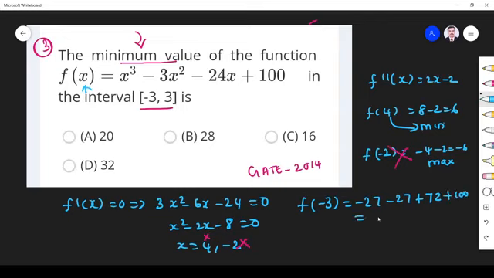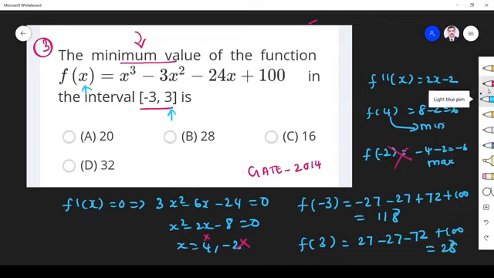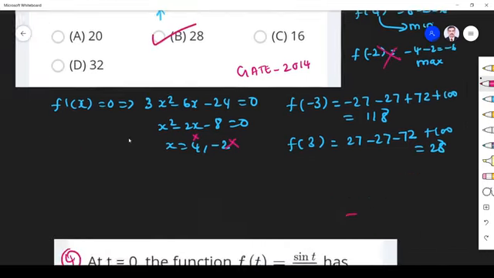That gives 118. Similarly, you substitute the next value, f of plus 3. That will give 27 minus 27 minus 72 plus 100. That will give 28. So out of this, which is the minimum value? Between these, 28 is the minimum value. So the minimum value is 28. Right? We follow the same procedure as the second problem. Okay.